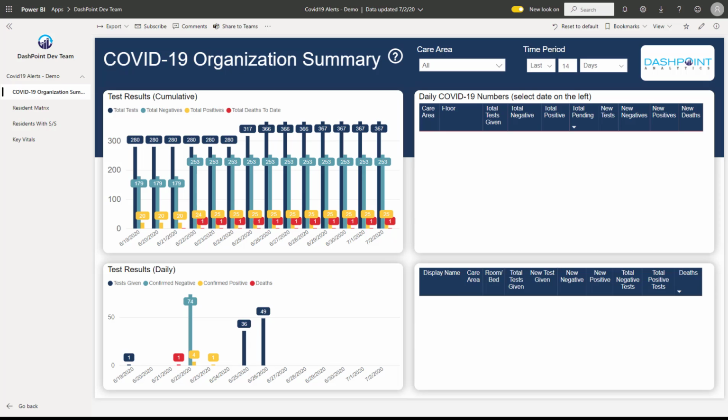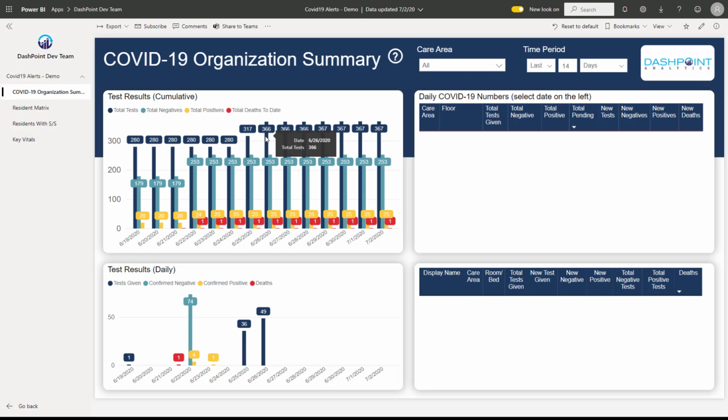I've got this demo dashboard here, working off of some demo data, and we're going to look at this top left visualization here. Now, the point of this visualization is really to track your tests over the course of time. You can see we have the last 14 days of tests. And of course, we could always filter by the care area. If you work in a continuing care retirement community, this can be helpful to separate out healthcare versus personal care or your independent living.